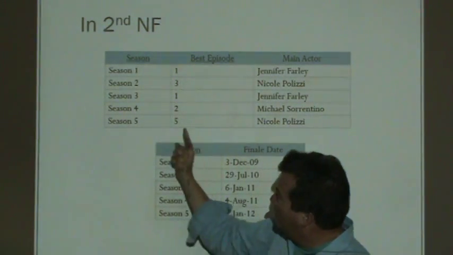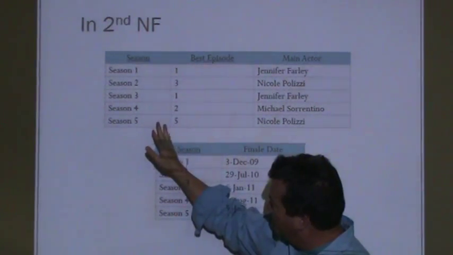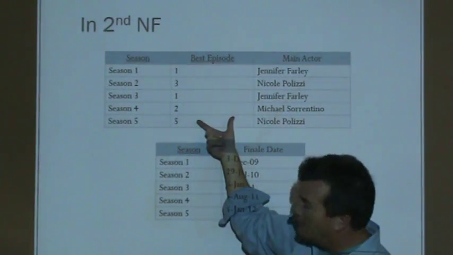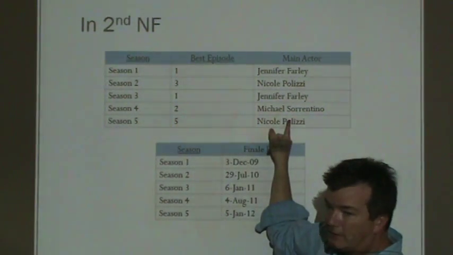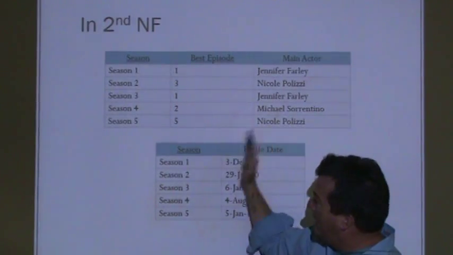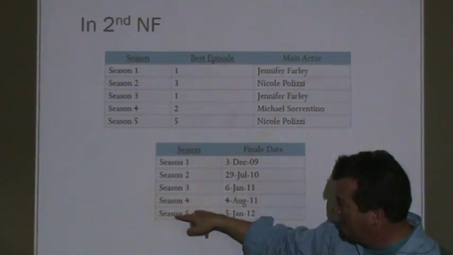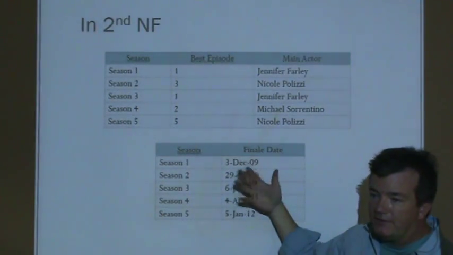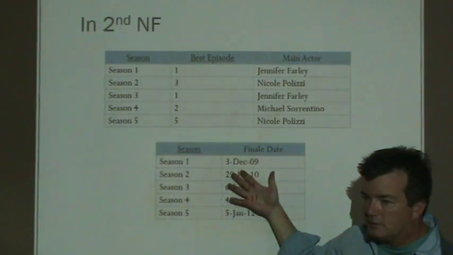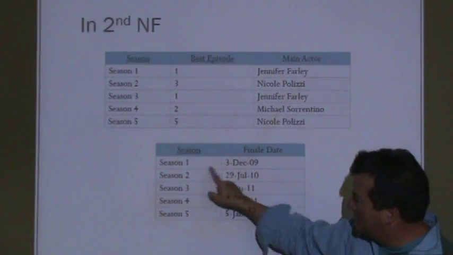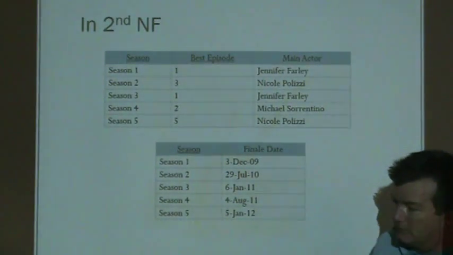And now the candidate key for this table is season and best episode, which tells you this value. And in this table, the season is the candidate key and tells you the date of the finale. So the idea is we want to put this connection in a separate table.